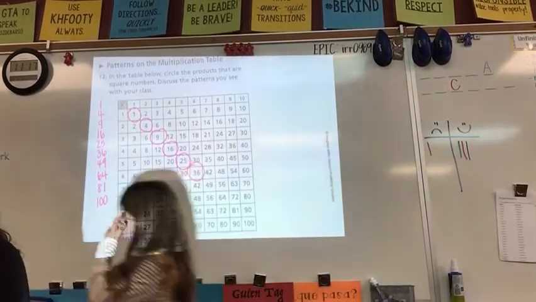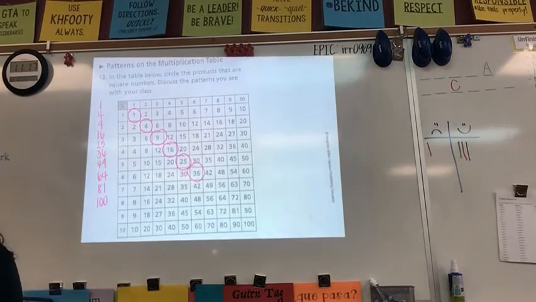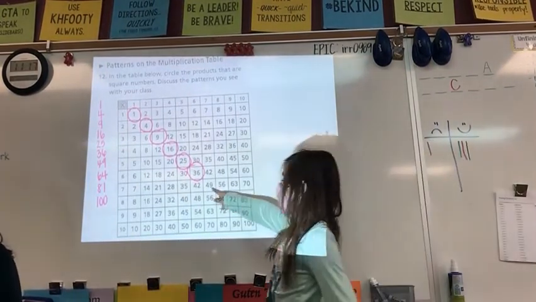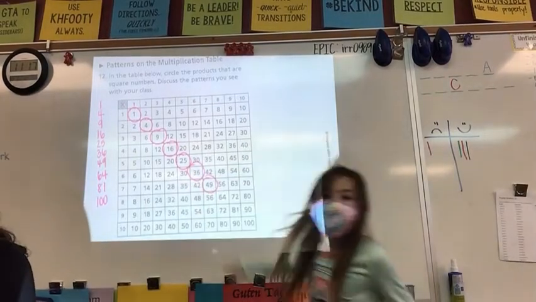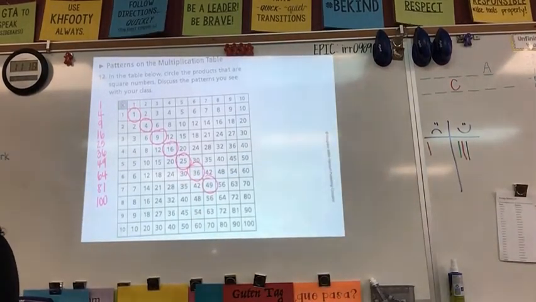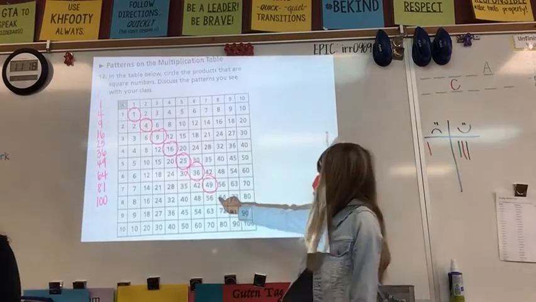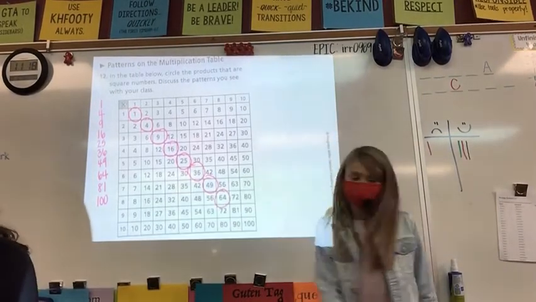Okay. Man, this is just a really hard pattern to find. I don't know if you guys are going to see it in here. Addison, you're next. Good, Jade. Addison, 8 times 8 is 64. Riley, 9 times 9 is 81. And River, 10 times 10 is 100. Good.